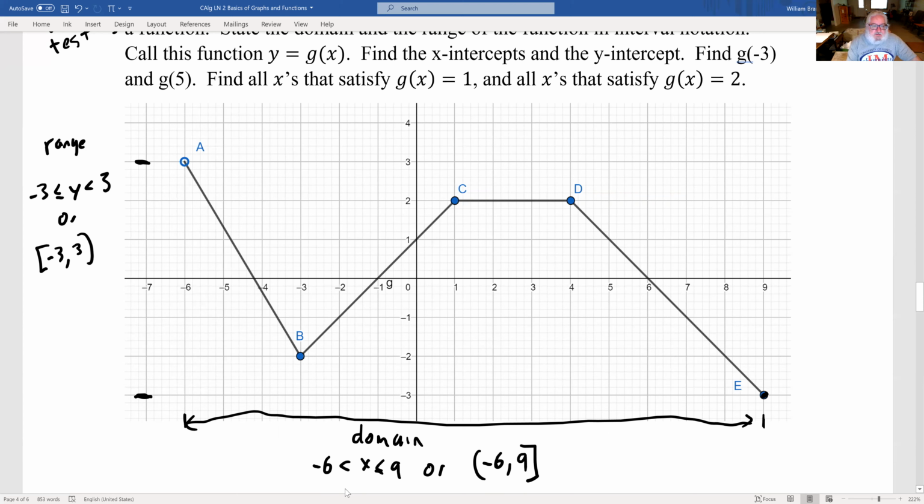Great. X-intercepts. If this is the function y equals g of x, what are the x-intercepts? The x-intercepts are where you go through the x-axis. There's one here, there's one there, and there's one there. So 3 x-intercepts.